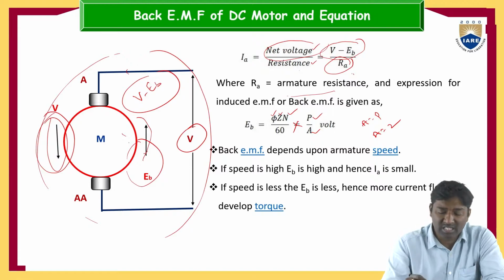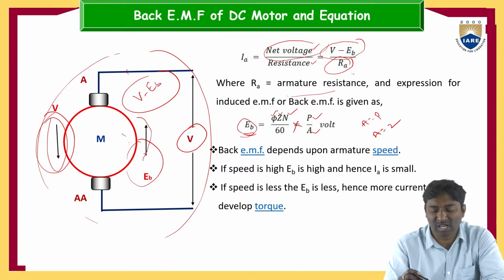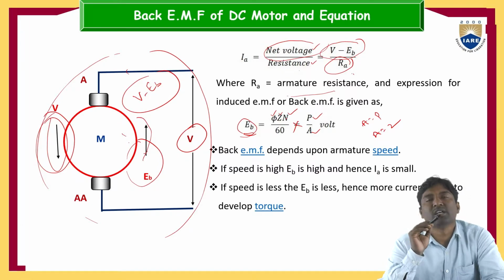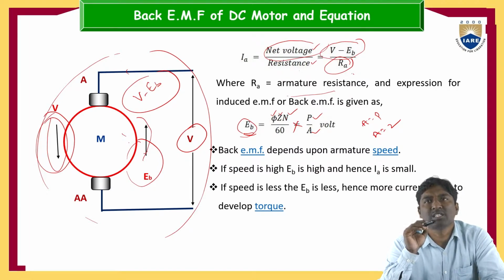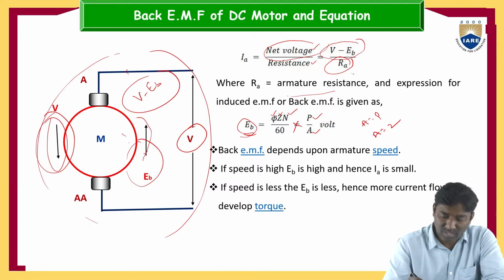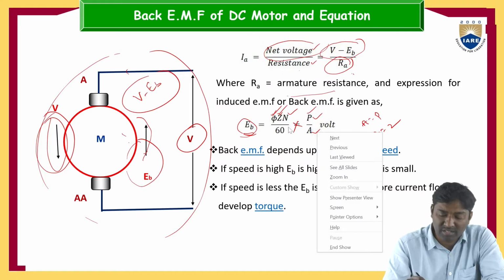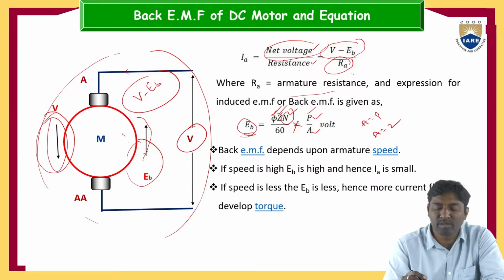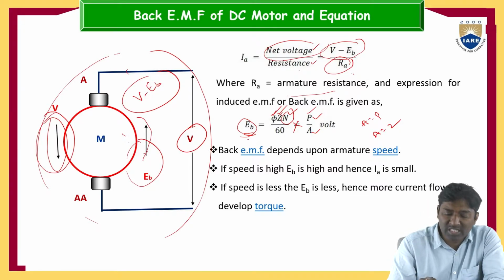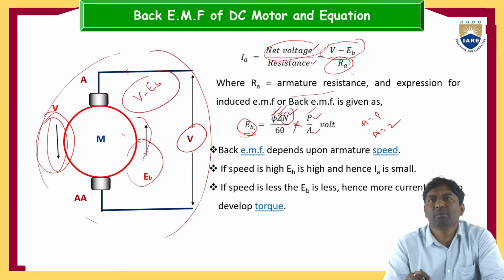So the back EMF depends on the armature speed. If the flux is constant, the number of conductors is constant, the poles are constant, and the parallel paths are constant, which is the variable here? Only the speed is variable. That's why the back EMF depends upon the armature speed.